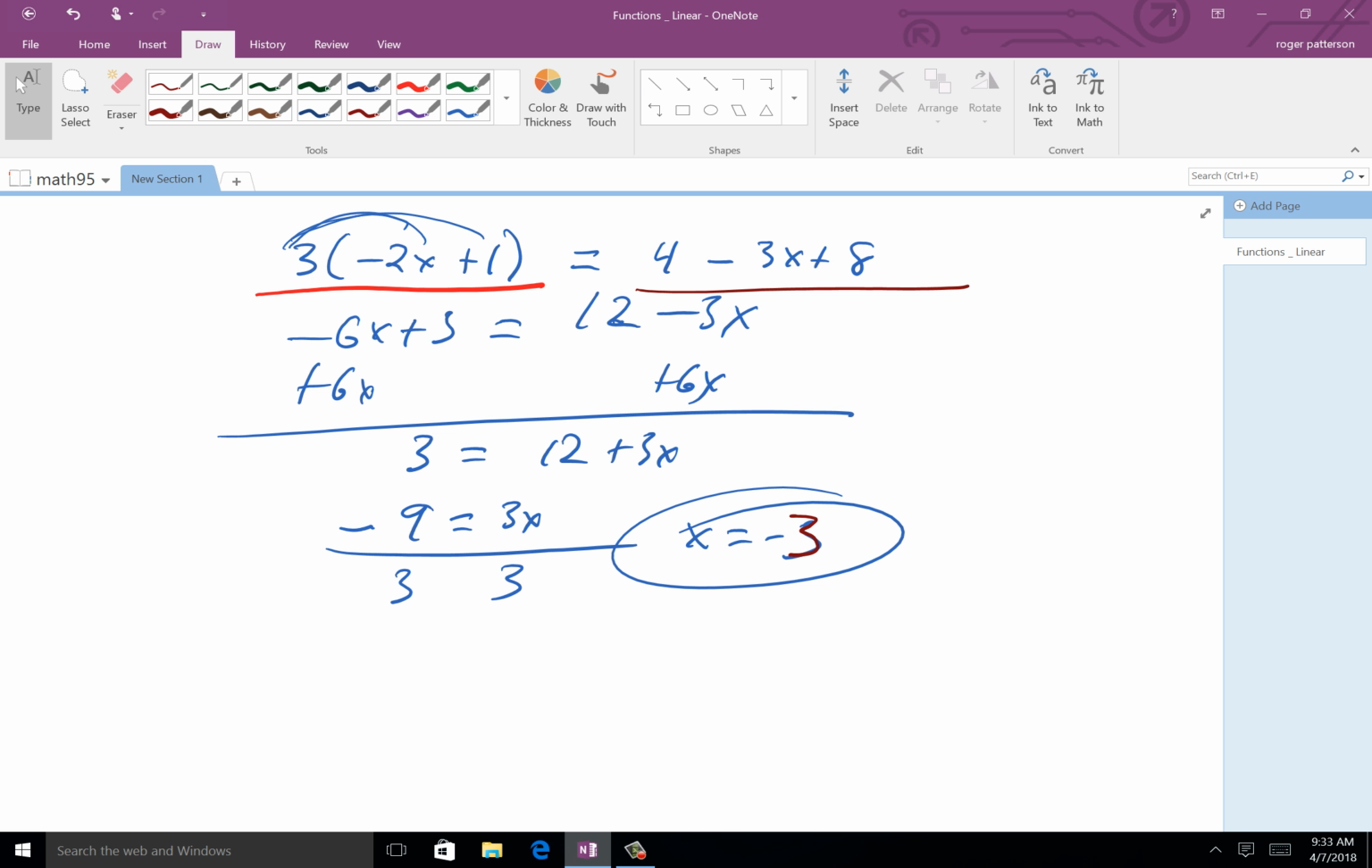So you can solve those ones numerically too. It's just you have to make two columns, one for the left side and one for the right side. So you can use Desmos to solve these graphically. You can use it to solve it numerically.